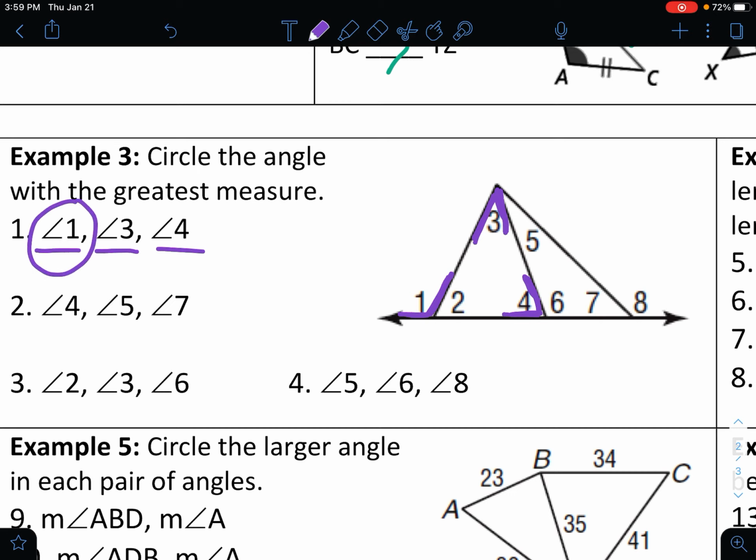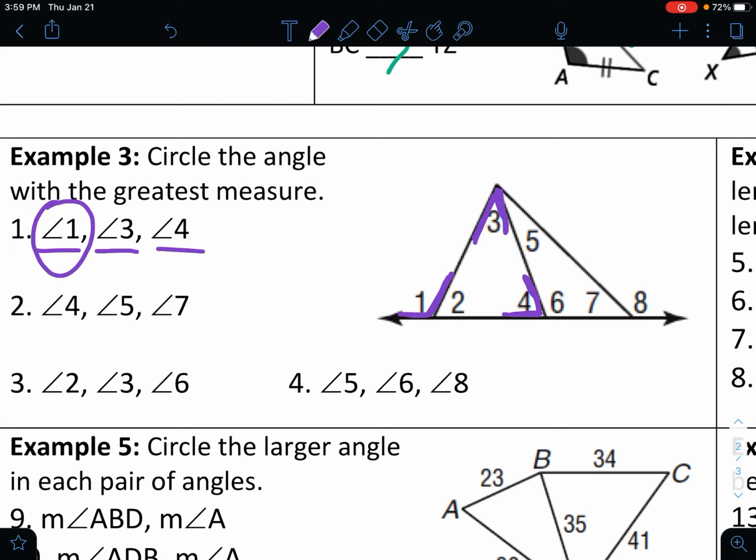It looks obtuse, right? And 3 and 4 look acute. Angle 3 and angle 4 are both remote interior angles, whereas angle 1 is an exterior angle. And so because of that, it is greater.